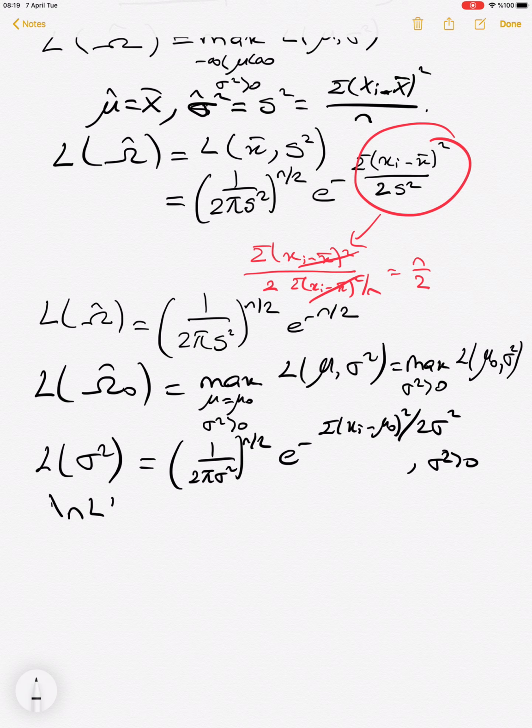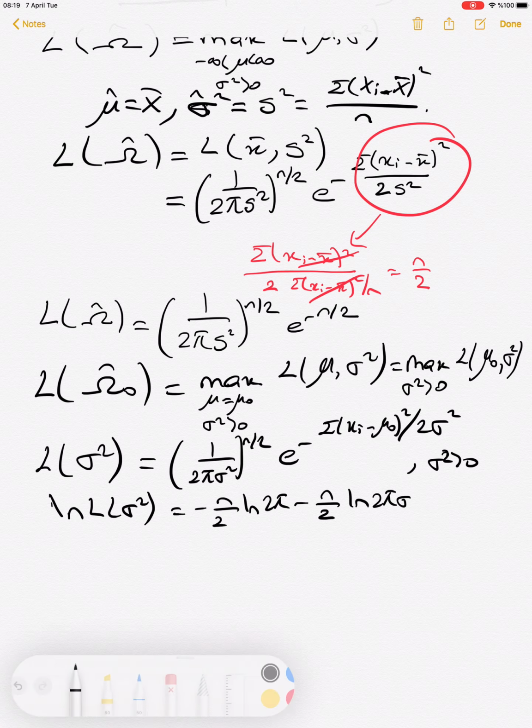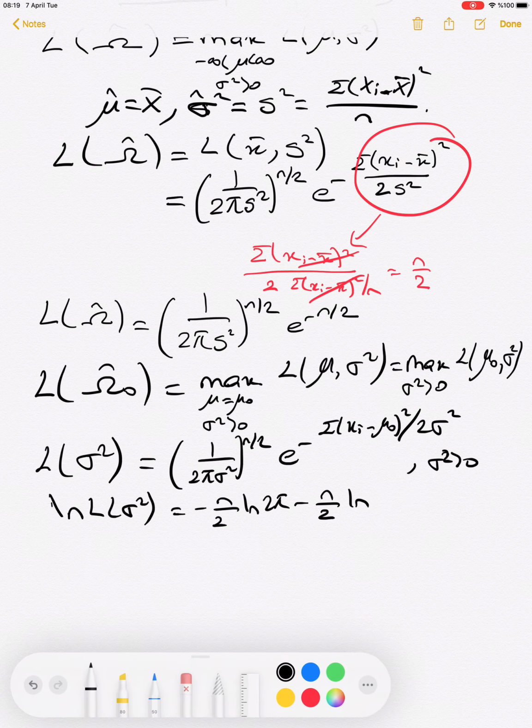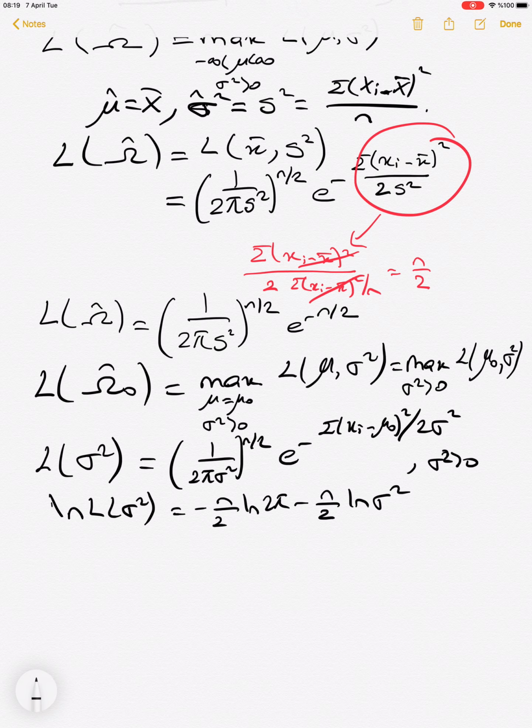Take the ln to find the MLE. Okay, and we have the rest. Okay, so taking the derivative with respect to sigma square.